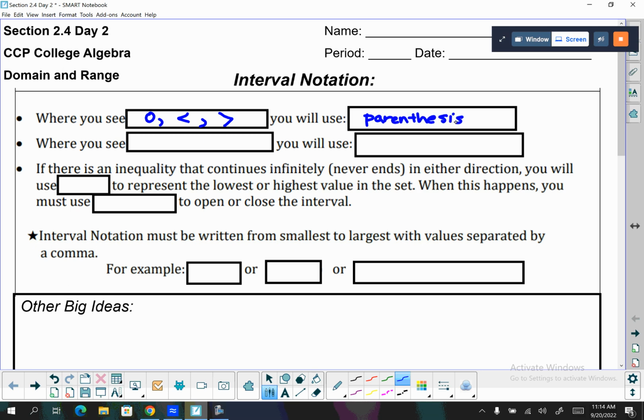in our interval notation. Why is that not showing up? I'm writing it. There it goes. I was wondering why none of you were writing anything.